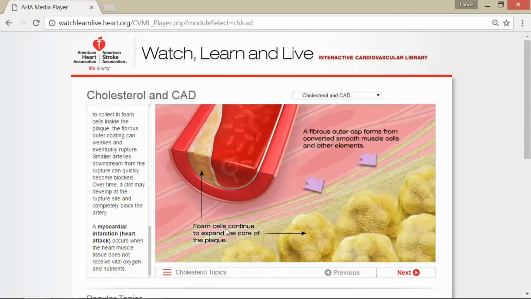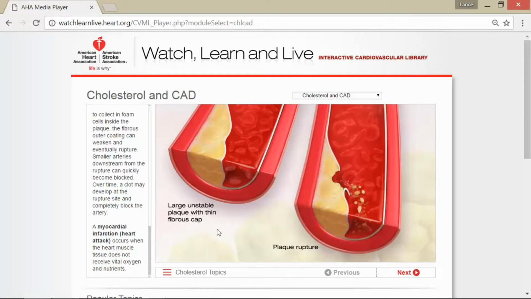Then the foam cells continue to expand the core of the plaque, and the fibrous outer cap forms from converted smooth muscle cells and other elements. So you see it's building up in this picture, and you can see what's going on from a cellular standpoint. A large unstable plaque with a thin fibrous cap is pictured here, and what can happen is the plaque can rupture and then go into smaller arteries called capillaries and clog them up, which is no good from a circulation or blood flow standpoint.